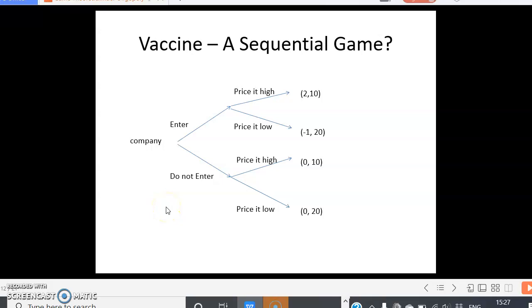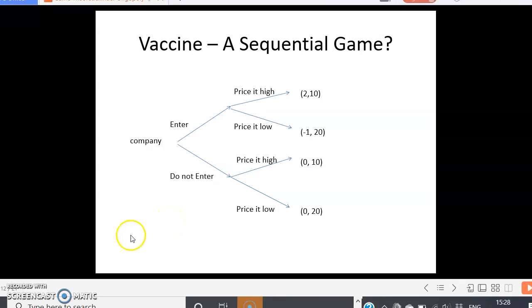Hello and welcome back. In the last video, we saw how a company in a sequential game was trying to decide whether to enter a market, and then at the next level, the decision was whether to price it high or to price it low. And each of these decisions that the company made at different nodes led to certain kinds of output. And these outputs would ultimately help a particular company to make a particular choice, whether to enter the market, or whether to price it high or low.